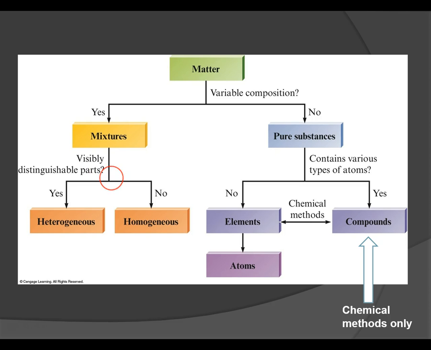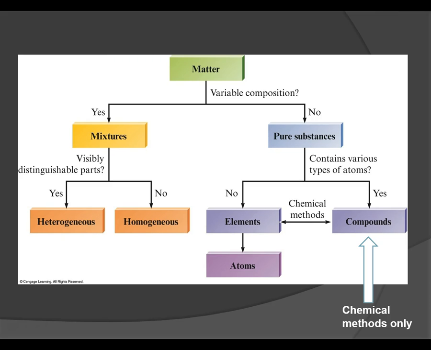So, just to sum everything up, we have our matter, and underneath that, we have our 2 different areas. Mixtures, if we can change up the composition of it. Pure substances, if it is set and can't be changed. For our mixtures, if we can see the different parts, it's heterogeneous. If we can't, homogeneous.